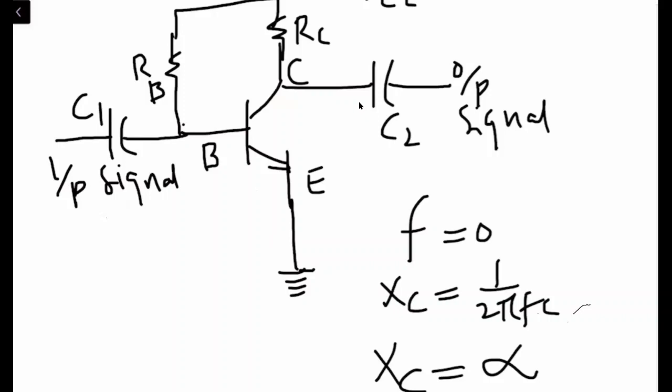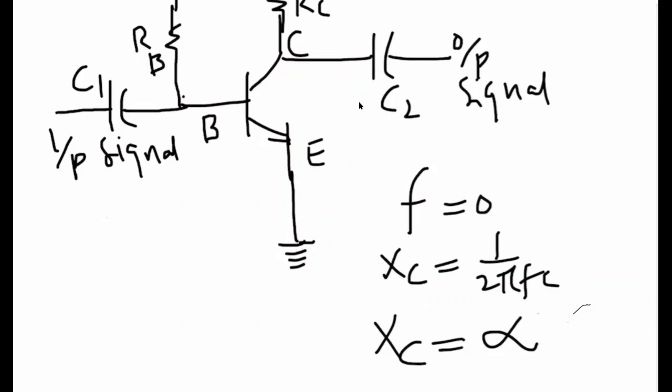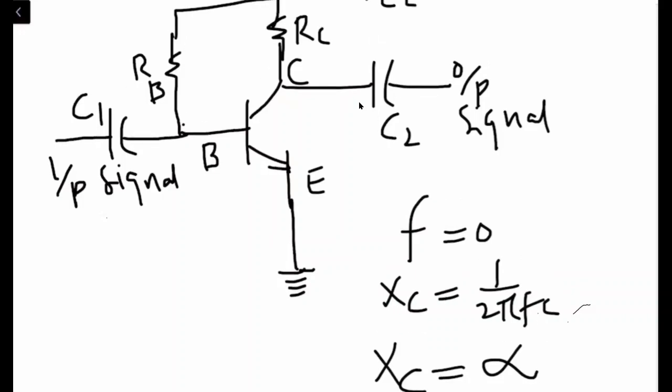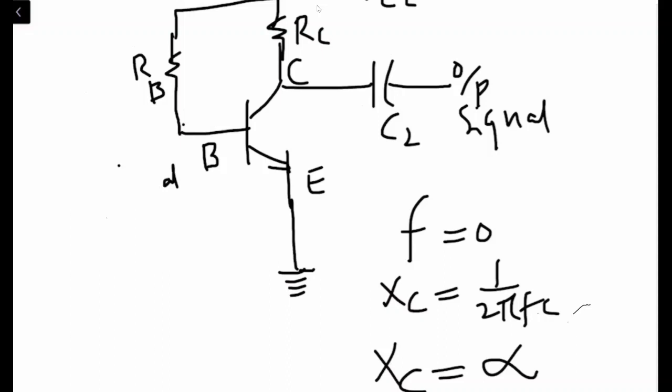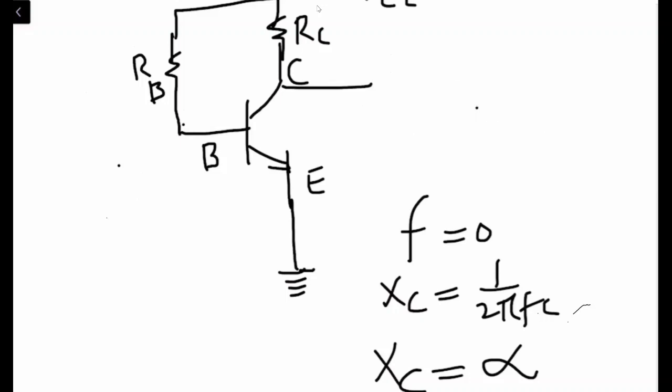So how can we transform this circuit? C1 and C2, for DC, will behave as an open switch. So what we can do is take out C1 and C2 from the circuit. So we will be left with something like this, as well as we can take out this from the circuit. So we are left with this. Are you with me?